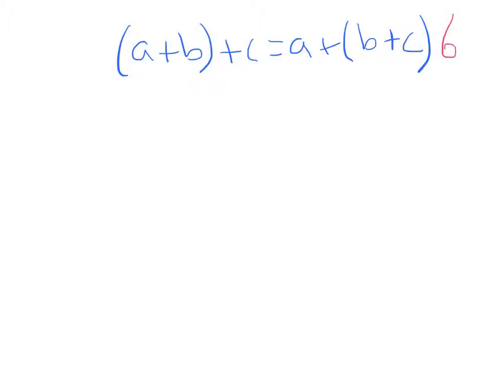With algebra, it's just simple. We'll say parentheses A plus B, close parentheses, plus C. It's going to be the same thing as A plus open parentheses, B plus C, close the parentheses. And then with multiplication, A times BC will equal the same thing as parentheses A, B, C.